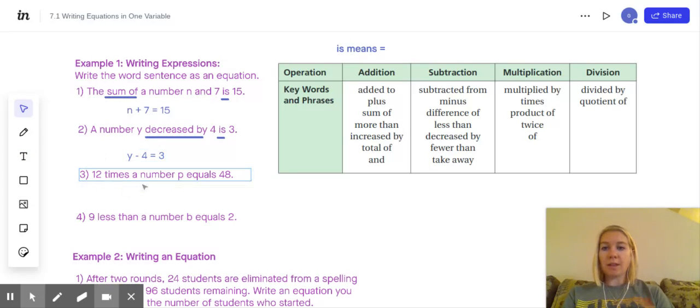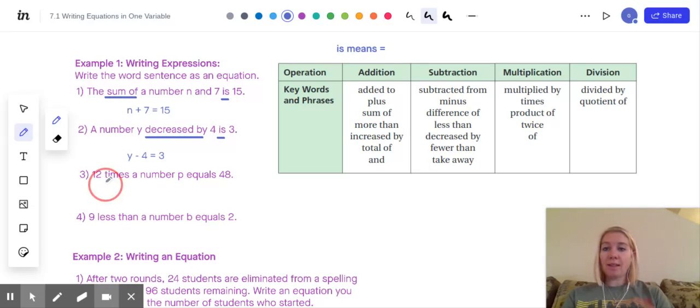Let's check out number 3. 12 times a number p equals 48. All right, I see a couple key words. The first one is times. Times means multiplication. And then equals, well, that means equals.